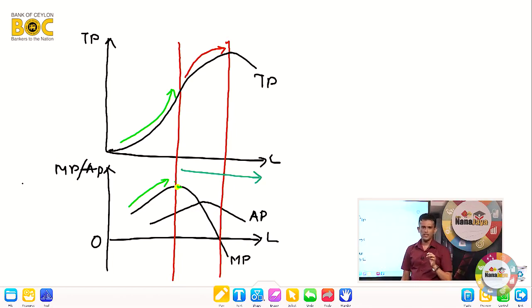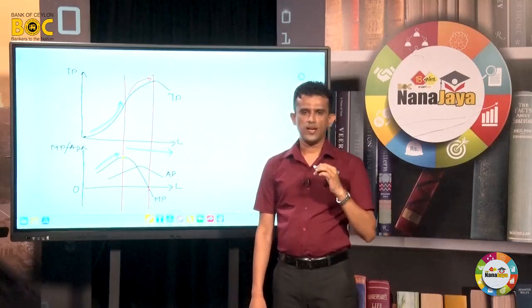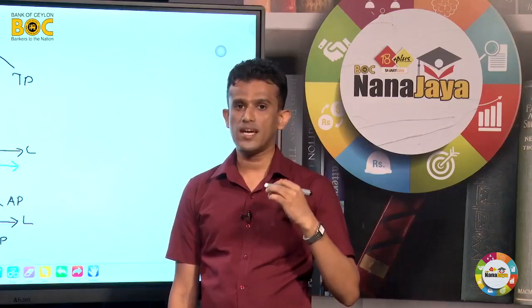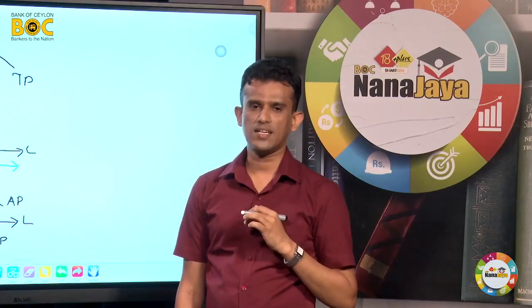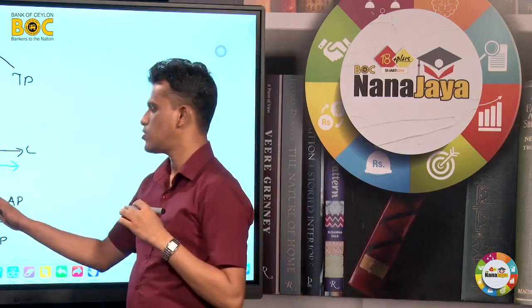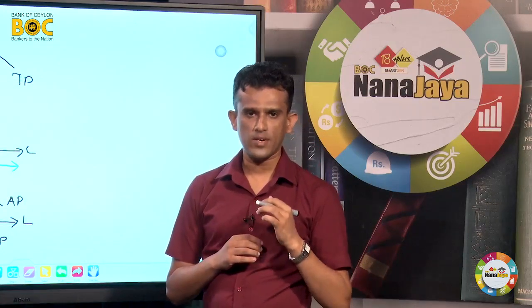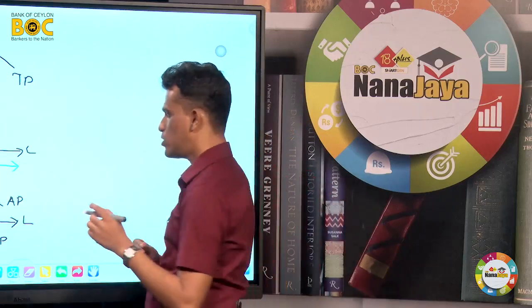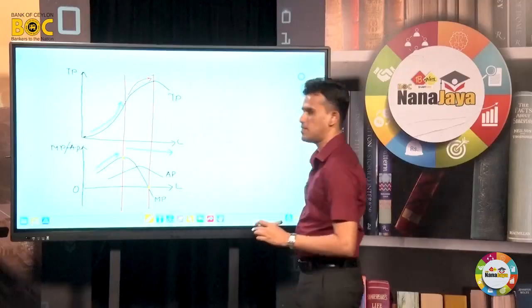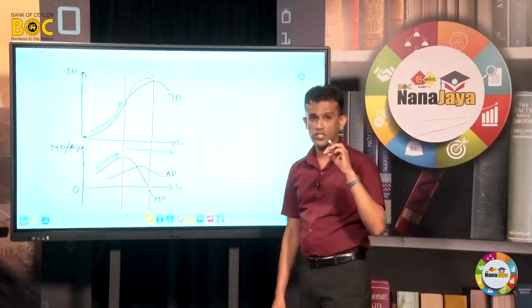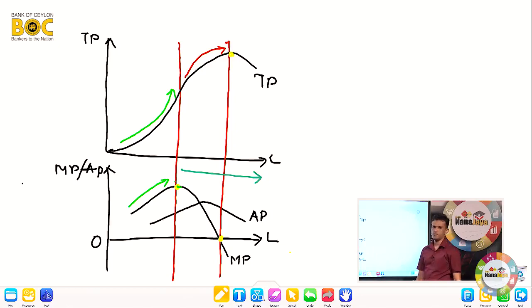So, at the stage where the marginal product increases, the total product increases at an increasing rate. And when the diminishing returns start, that is when the marginal product curve starts to decrease, what happens to the total product? The total product increases but at a decreasing rate. Also, at the exact point where the marginal product reaches 0, the total product goes to its maximum point.